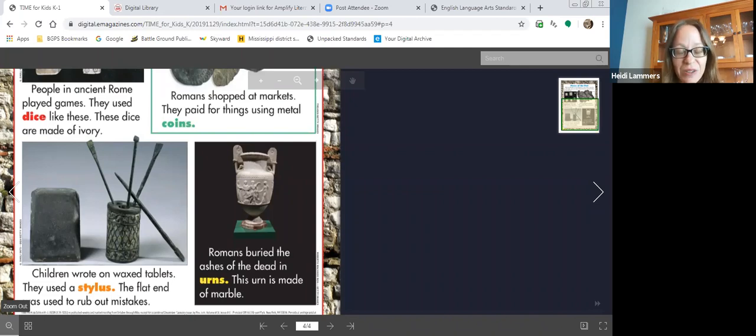Okay, now I'm going to read the last two sentences by this thing that looks like a vase. Here I go. Romans buried the ashes of the dead in urns. This urn is made of marble. And some of us do that now too. When maybe a great-grandparent dies, people might put the ashes of their body in a special vase, and it serves as a memorial, a way that we can remember the people that we loved.